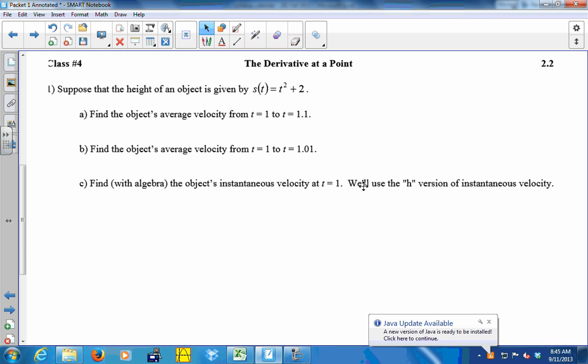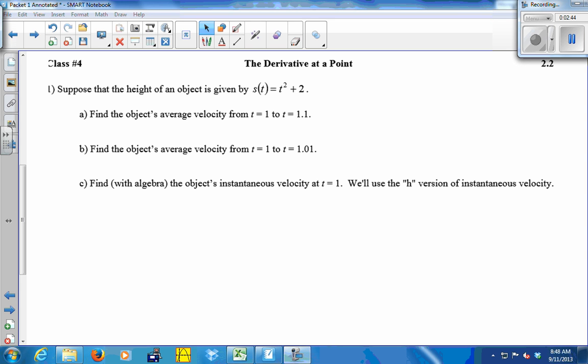All right, so today we're going to talk about the derivative at a point. We have not yet used the word derivative, so today is where we unveil what that is. Okay, so suppose that the height of an object is given by s of t equals t squared plus 2. I want you to find the object's average velocity from t equals 1 to t equals 1.1 and t equals 1 to t equals 1.01. So take 3, 4, 5 minutes in your groups and calculate these average velocities.